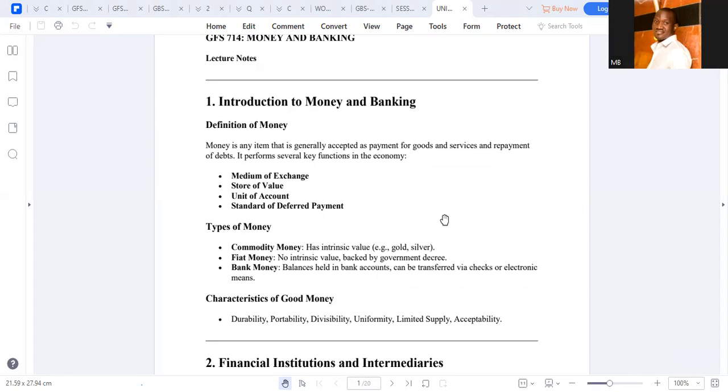So quickly, there are different types of money. We have what we call commodity money, which has an intrinsic value like gold and silver. We have fiat money, which has no intrinsic value. It's backed up by a decree made by government, like the monies that we use. So we have bank money. These are balances held in banks and can be transferred via checks and electronic means.